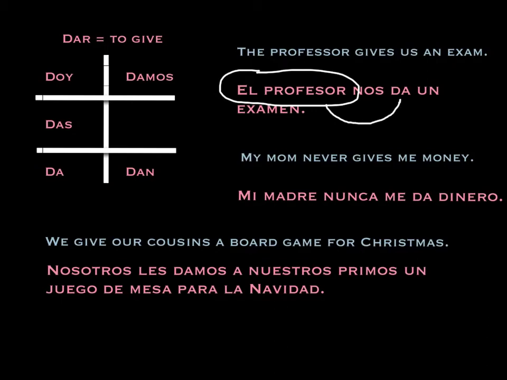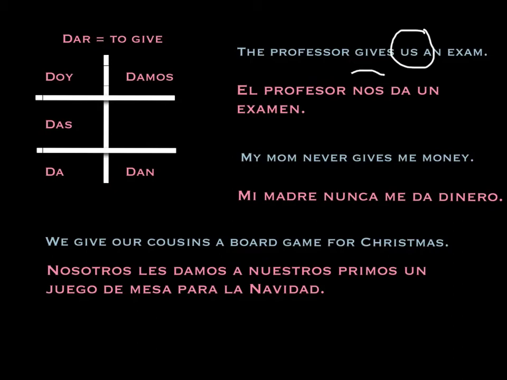He gives. So let's get rid of that here for just a moment. The next question you need to ask is to whom or for whom is the object? And remember, the object is for us, so we decided that we are going to use nos. So he gives us the exam. Let's look at our other sentences.